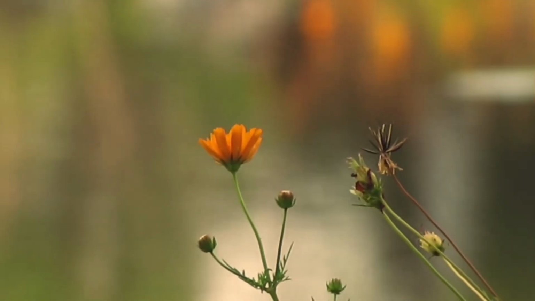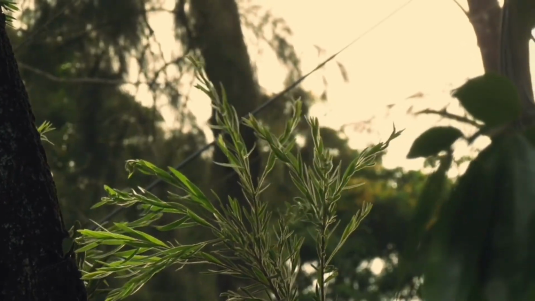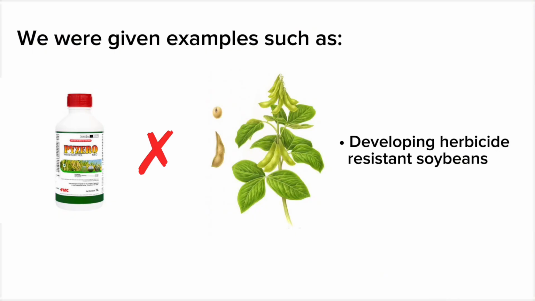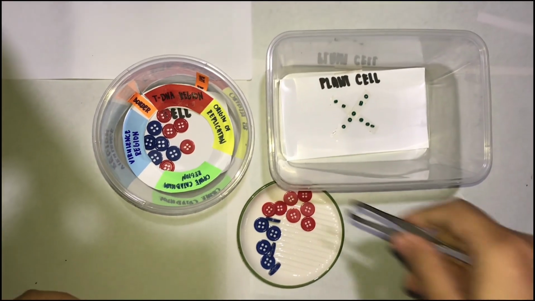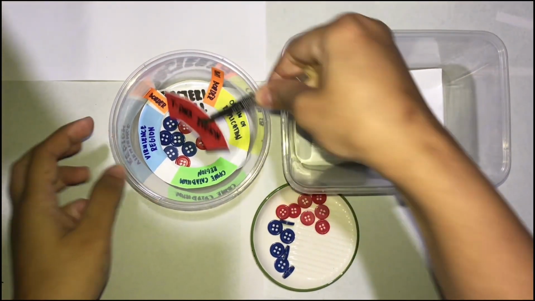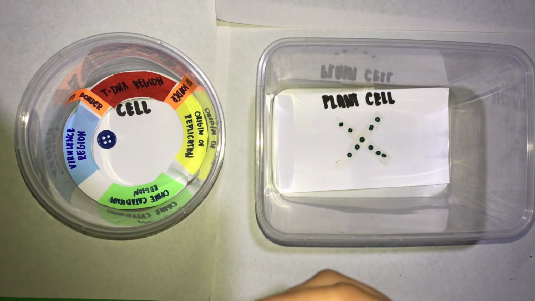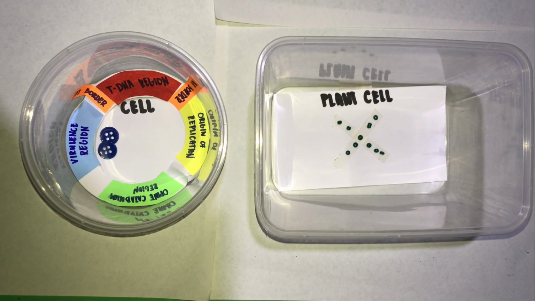Once the transformation was complete, we explored its real-life uses through gene engineering challenge cards. We were given examples such as creating golden rice enriched with vitamin A, developing herbicide-resistant soybeans, and producing plants that can manufacture medicines. For each scenario, we identified which beneficial genes could replace the tumor-causing ones, what selection markers would be needed, and what benefits and potential risks might occur.